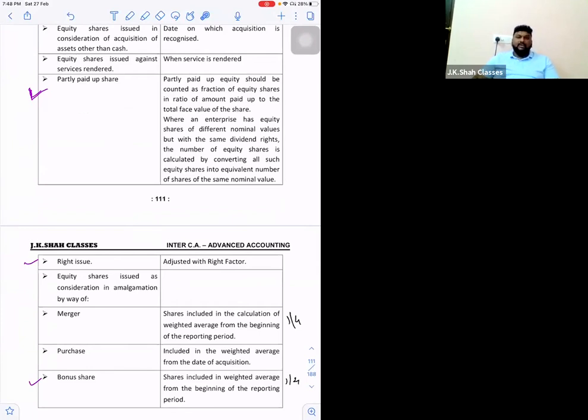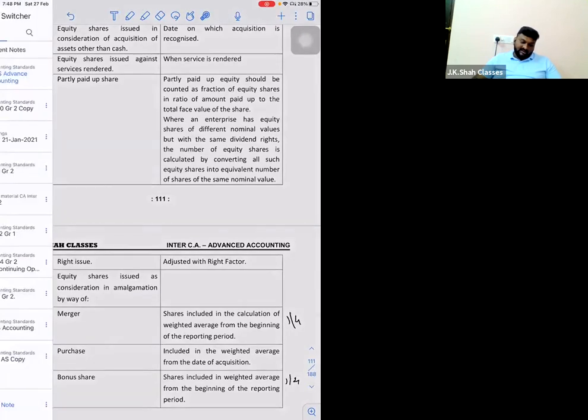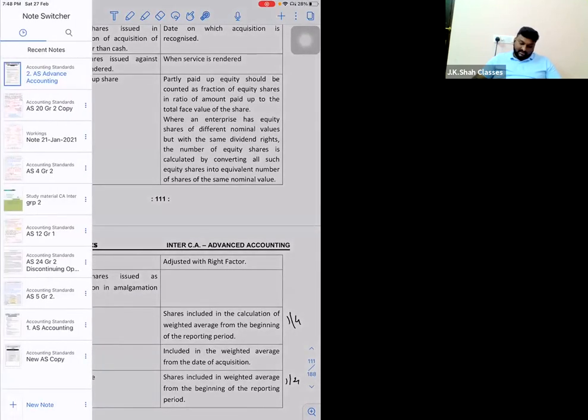So now I will be solving some examples where we will be learning the calculation of weights in different situations. I'll be solving around 4 to 5 examples now. Right? So after these examples, you will be very much clear with the calculation of weights. So let us start with the examples now.